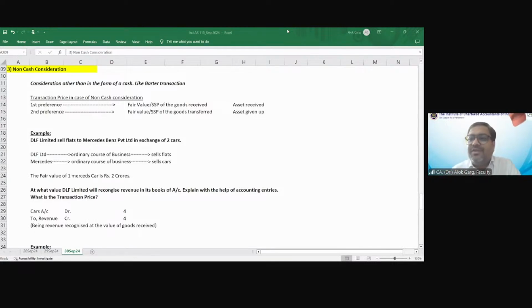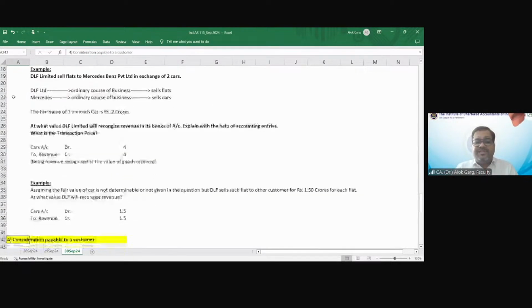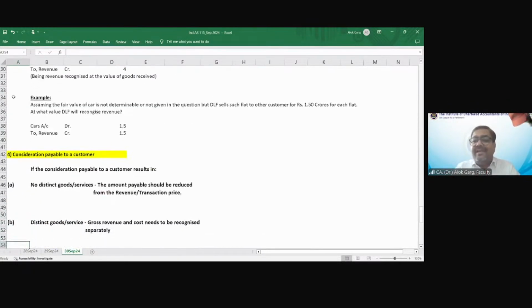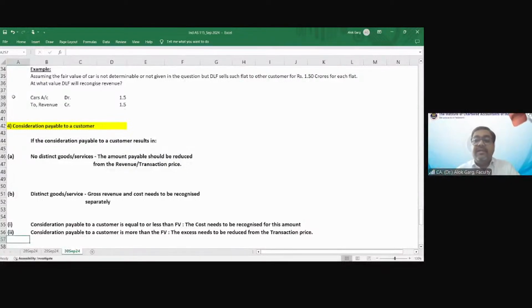Right? For the distinct goods and services, is the entity getting some goods and services for which the entity is paying the customer? If the answer is no, in that case whatever consideration is paid by the entity has to be reduced from the revenue. But if the entity is getting any control of the goods and services, in that case the revenue has to be recognized on the gross basis, and whatever the entity has paid to the customer, the entity needs to recognize the cost of that.